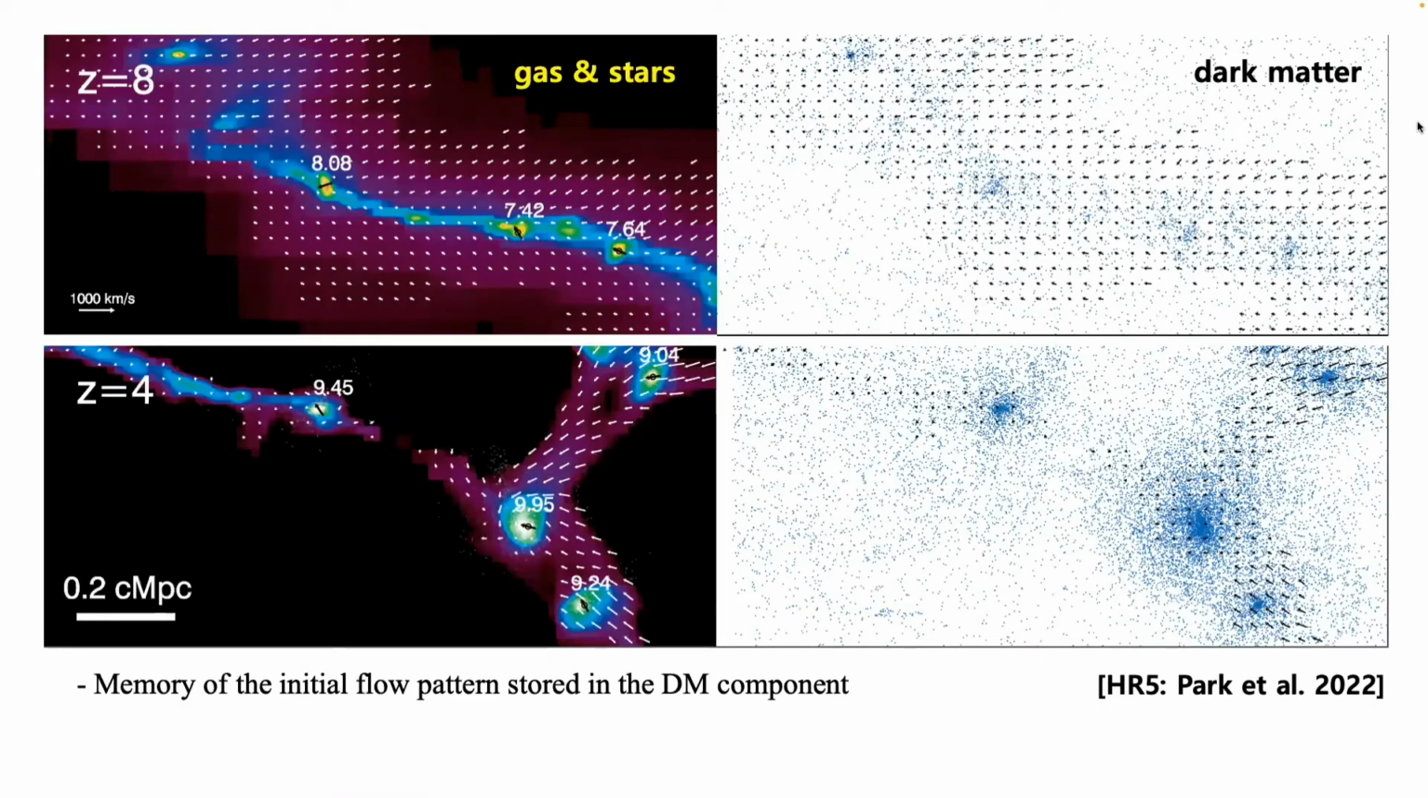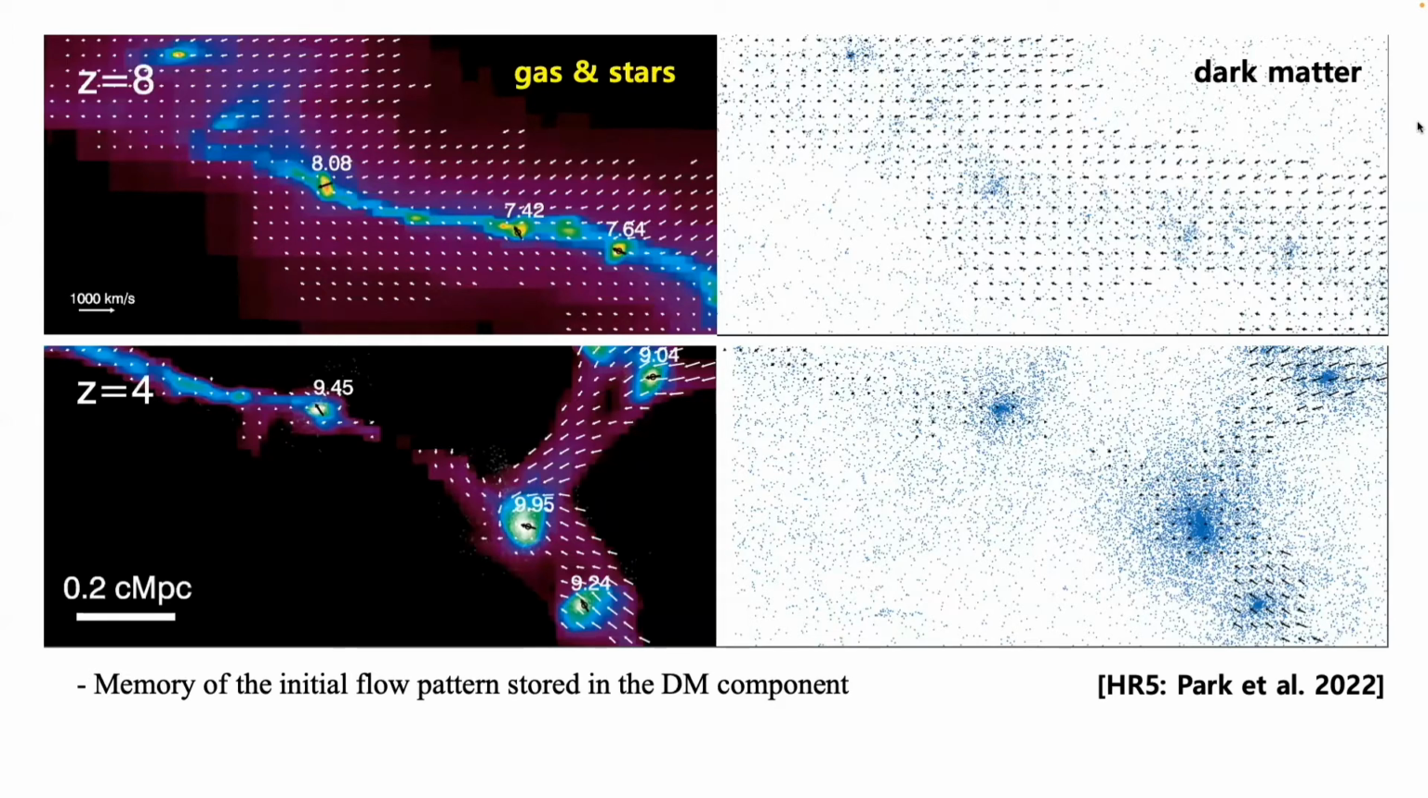Okay, so this visually shows that. On the left, we have the velocity flow of the gas component, and on the right, we have the velocity flow of the dark matter component. Outside galaxies, the formation shows the formation of galaxies at z=4 and 8, from 8 to 4. And outside galaxies, you can see the velocity pattern is almost identical between the gas component and the dark matter component.